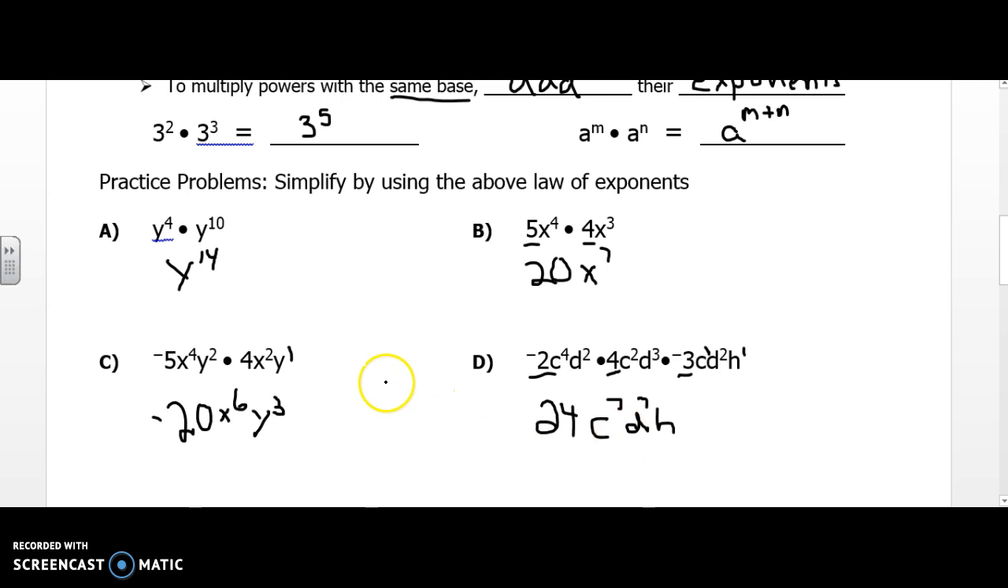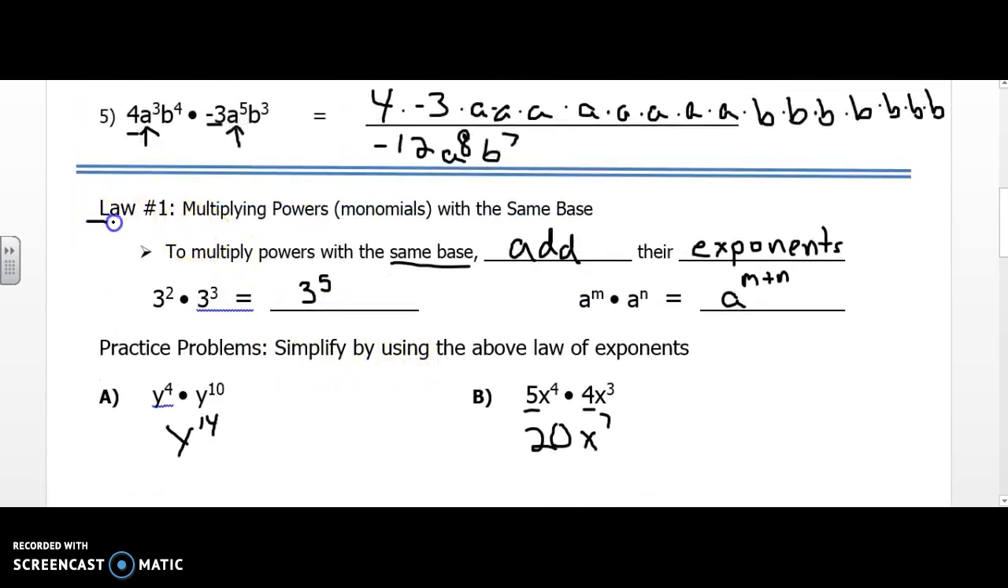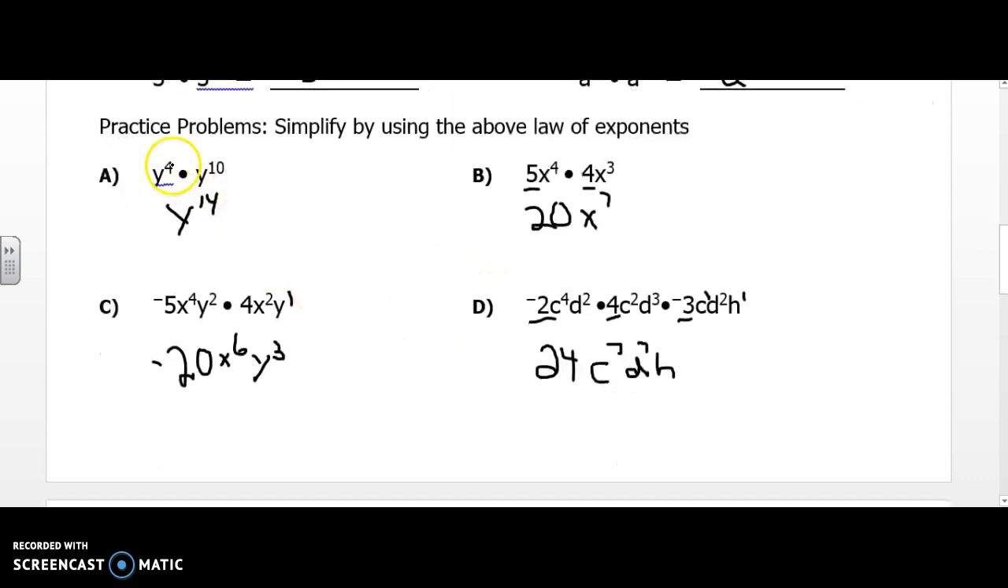All right? So the exponent law you should focus on here is the law of multiplying. It's our first of many laws, okay? But we're going to add their exponents when we multiply. Okay, add the exponents. Be careful about what you're doing. You're multiplying powers, but when you see that, you're going to add the exponents together.